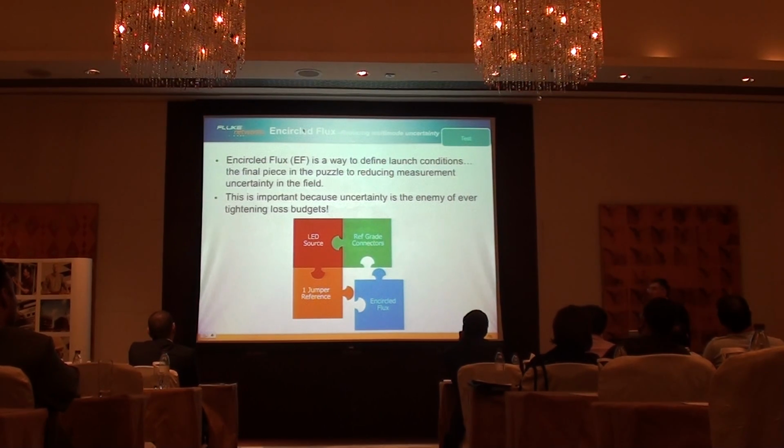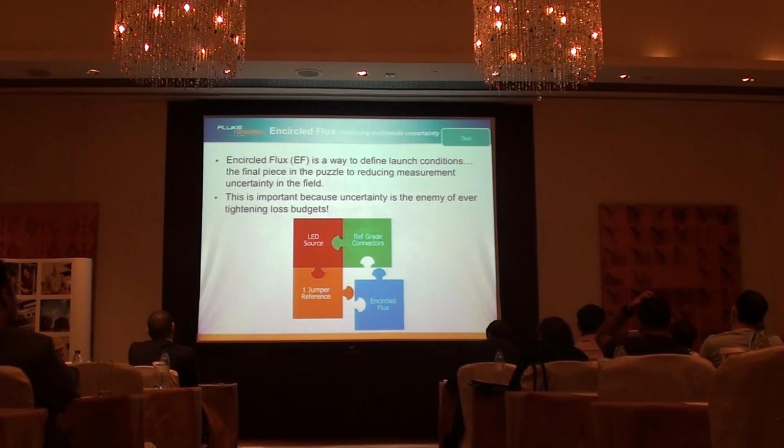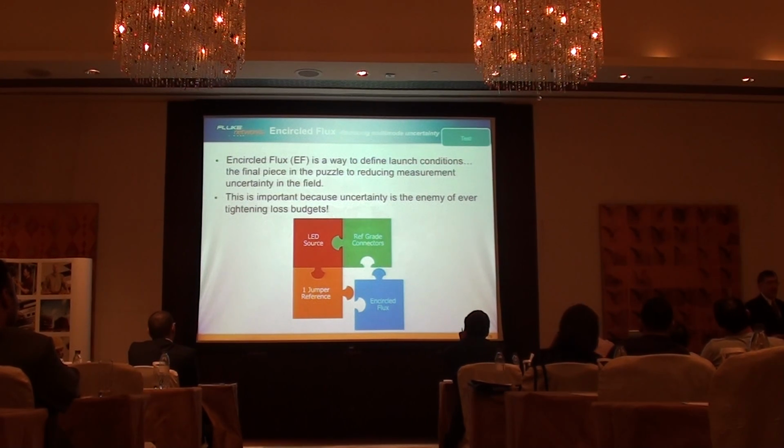Now, the other challenge that has come in the 40 gig standard, and even to some extent 10 gig, is what we call encircled flux. Again, this idea was brought about to improve the certainty, or reduce the uncertainty, of your test results. And that's because, again, your budgets are becoming less and less, so you have to have more accurate results to see whether you have a pass or a fail.